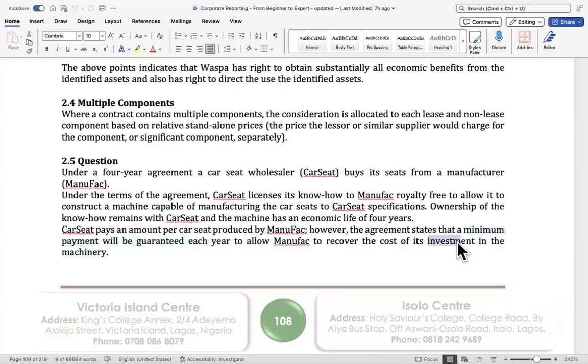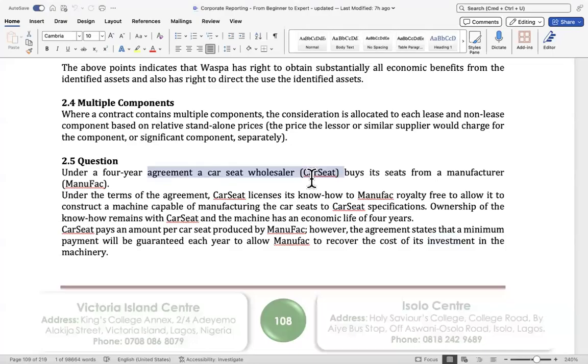So we saw that this is a transaction of multiple components because the core transaction is the buying of seats from the manufacturer, which is a normal purchase transaction.